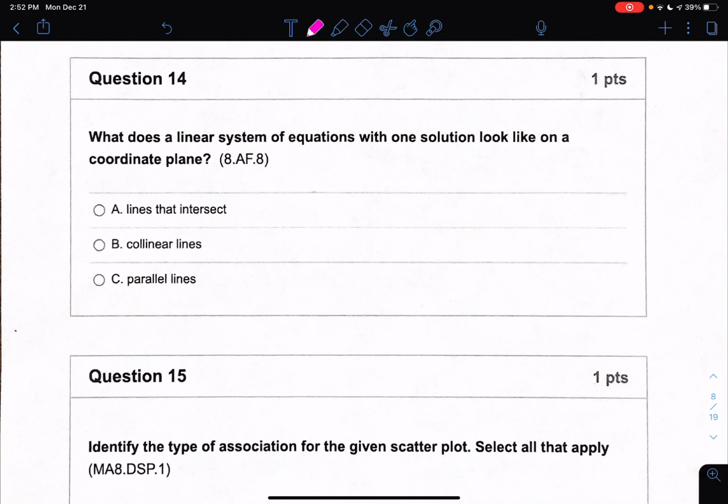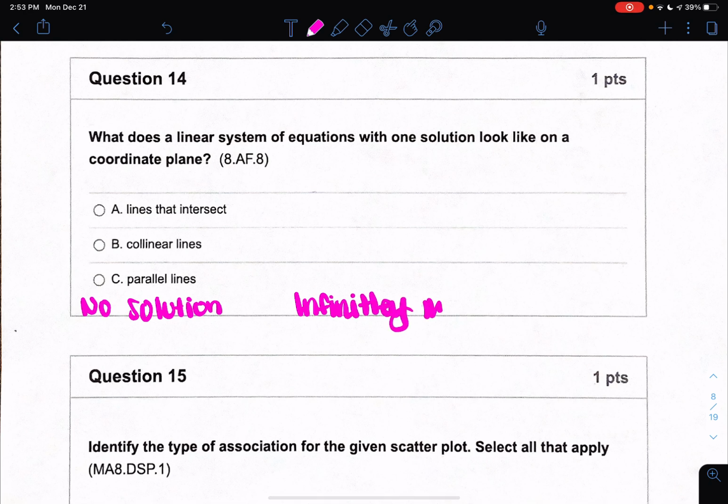Now, when we are looking at a linear system of equations with one solution, there are 3 different types of solutions that we're looking at. We have no solution. We have infinitely many solutions. And then we have our one solution, which we are looking at.